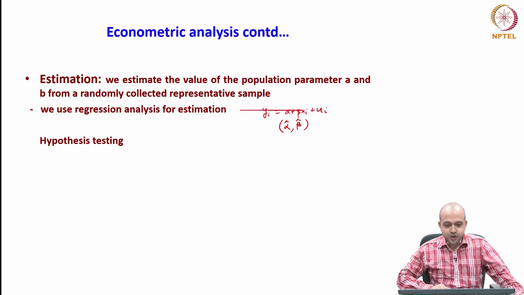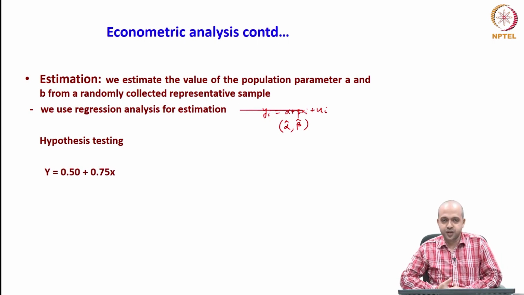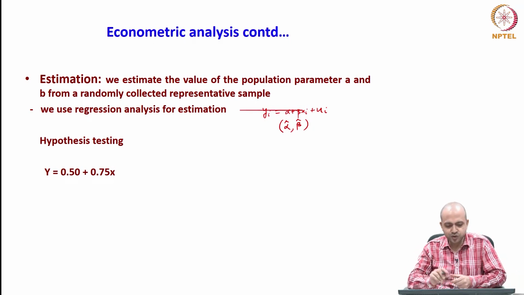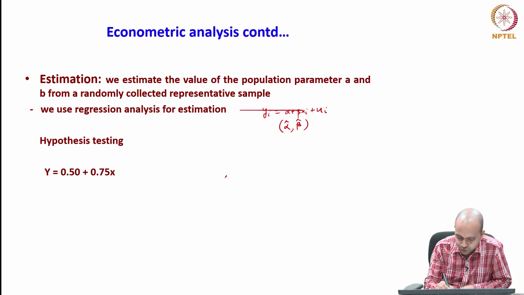And once you estimate the model, next step is hypothesis testing. Now, for example, let us say that you have collected a sample of 200 individuals from Chennai city about the income and consumption, and then you have estimated this type of model. So, that means here your alpha hat is equal to 0.50 and beta hat equals 0.75.